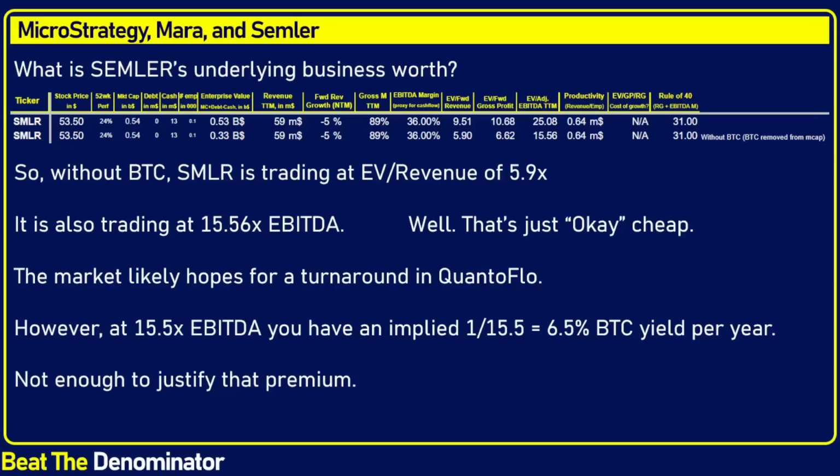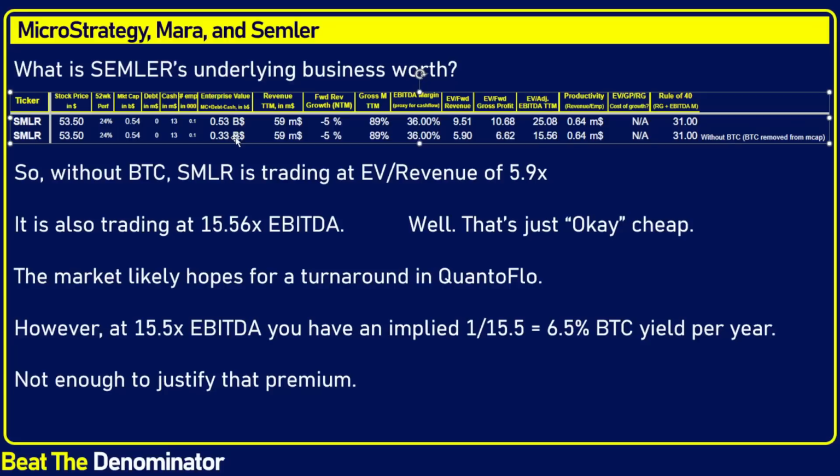Anyways, I ramble. Let me move on and talk about the valuation. And this is why I say Semler is still an expensive stock. Okay, I have two valuations here. I have one valuation for Semler with the Bitcoin, and you can see it looks much more expensive with the Bitcoin than without the Bitcoin. So without the Bitcoin, if you remove the Bitcoin, it's really a $330 million business.